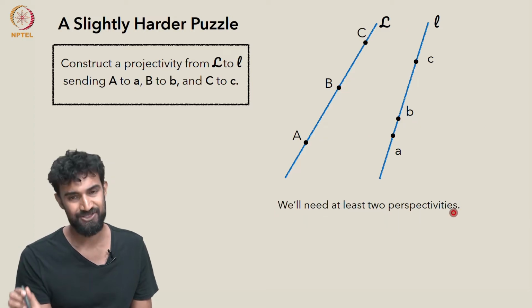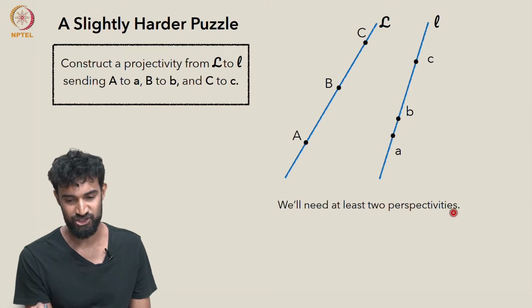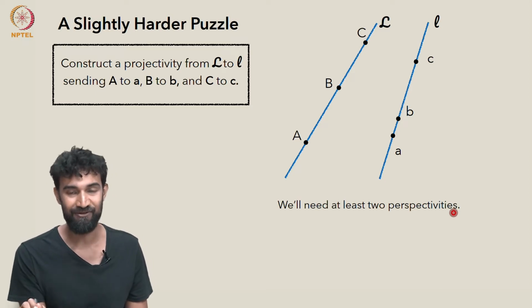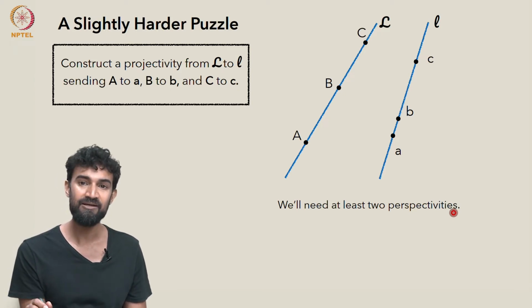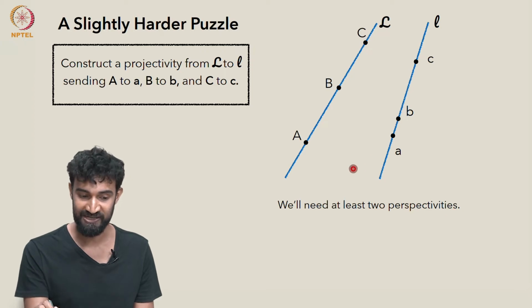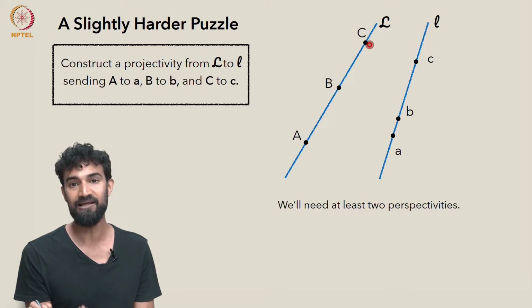So we'll definitely need at least 2 perspectivities to get this job done. And if you'd like to try it yourself, this is a fun exercise. So pause the video and you can try and construct a sequence of perspectivities, a projectivity, taking A, B, and C to little a, little b, and little c.